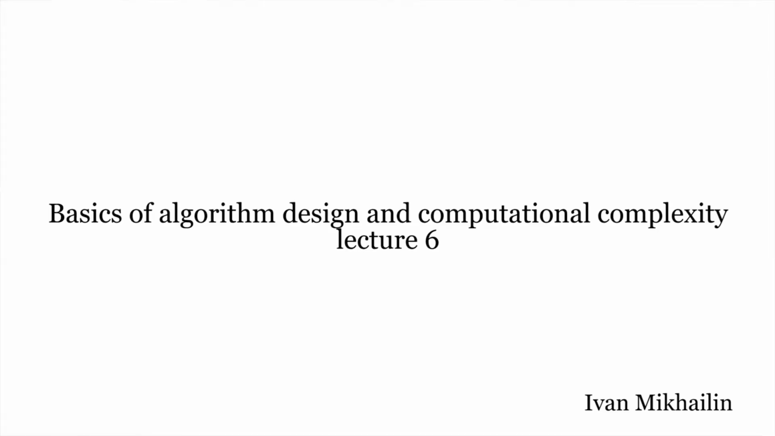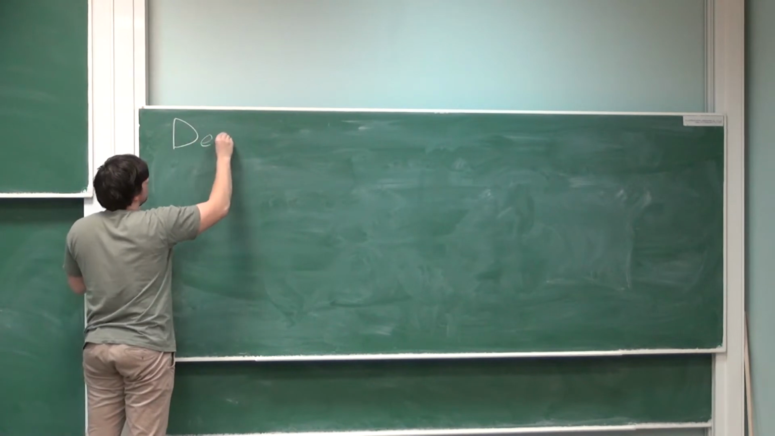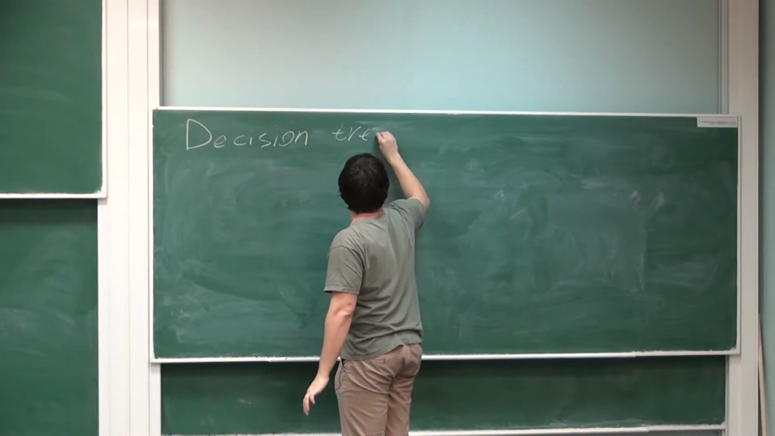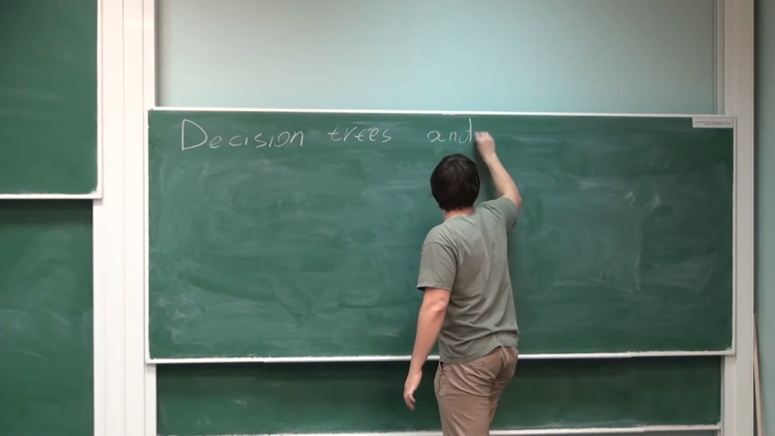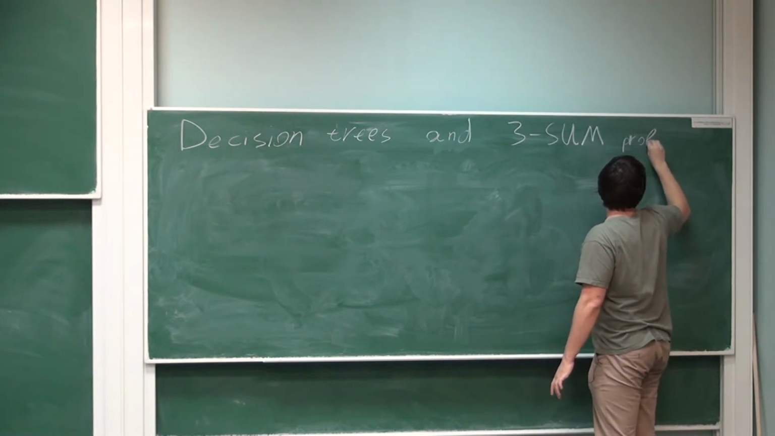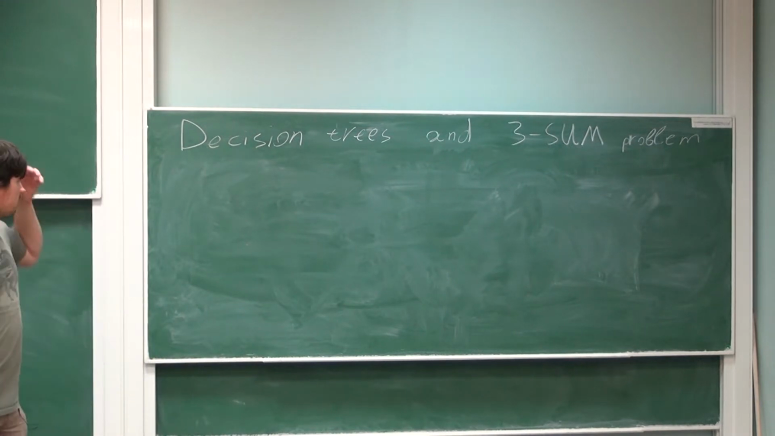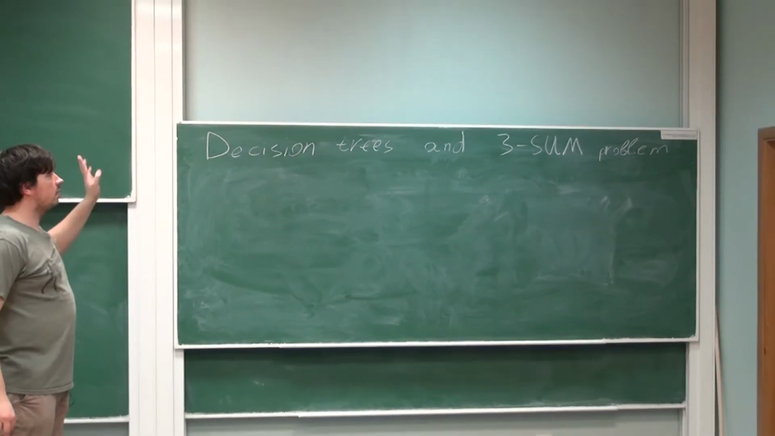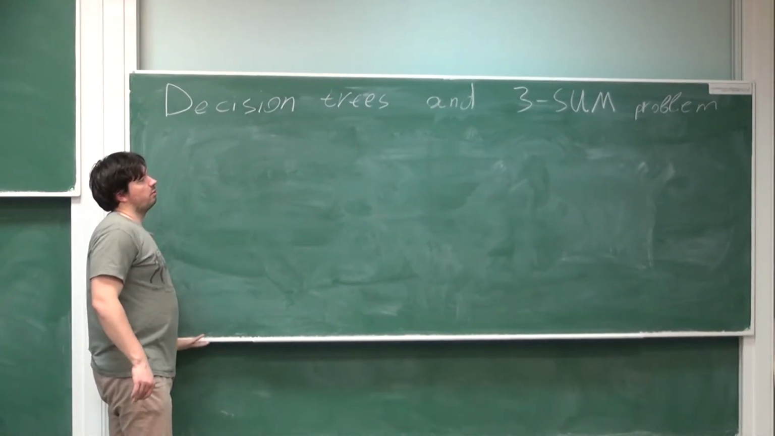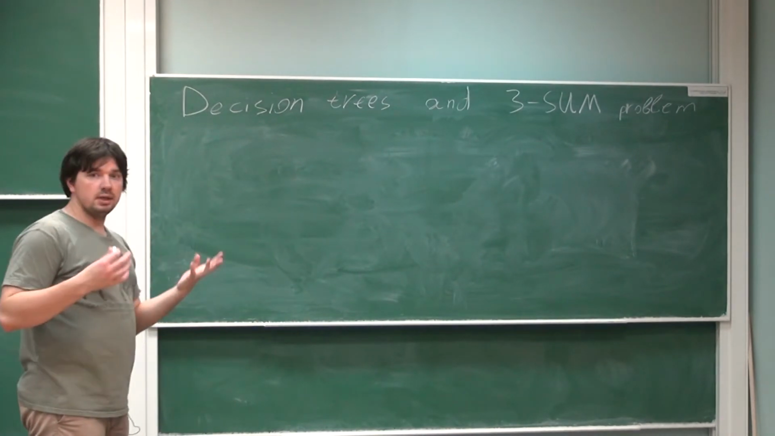Well, hello there. Today is our last lecture, and we'll spend it on the fantastic topic of decision trees. We will consider this another fabulous computational model, and then we will use it to talk about the three-sum problem, one of the model problems to sharpen your algorithmic skills. Okay, so what is a decision tree?